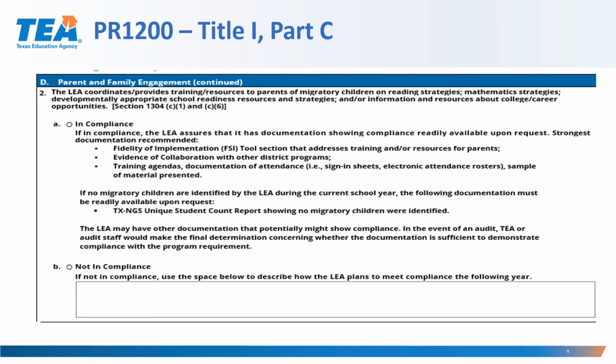Program Requirement D.2, Parent and Family Engagement. The LEA coordinates/provides trainings/resources to parents of migratory children on reading strategies, mathematics strategies, developmentally appropriate school readiness resources and strategies, and/or information and resources about college/career opportunities.